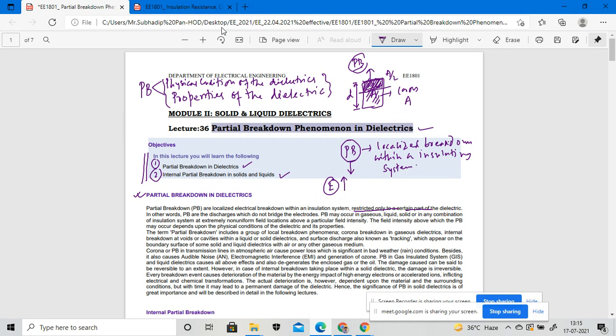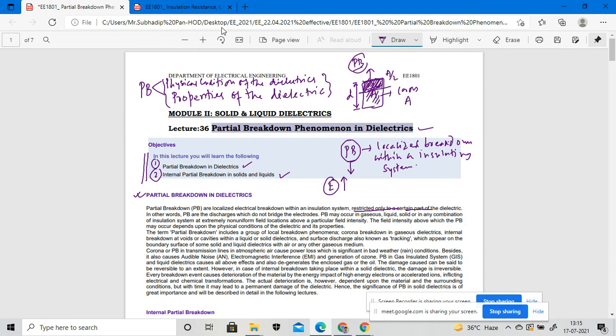Internal breakdown will occur in the voids or cavities within liquid and solid dielectrics. The surface discharge is also known as tracking. This is a particular discharge that appears on the boundary surface of a solid and liquid dielectric in contact with air or any other gaseous medium. So these are the different kinds of partial breakdown that occur inside the insulation system.